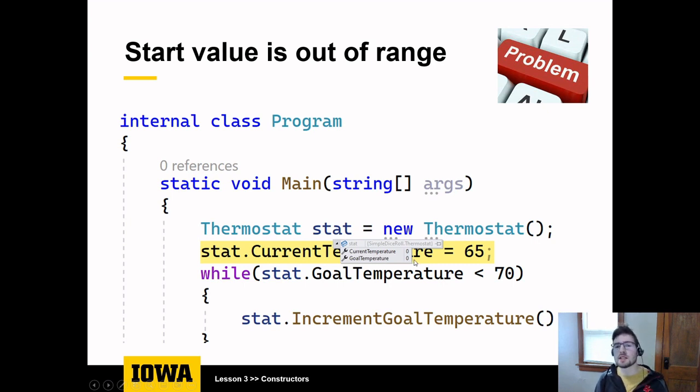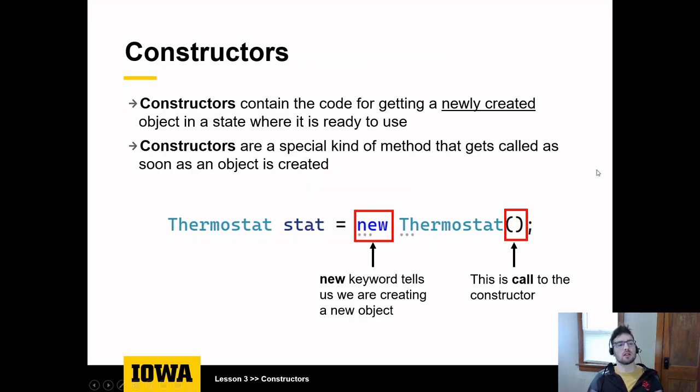And what we said earlier is we never want our thermostat to have a goal temperature that's out of the valid range. Never. That means including when we first create it, right? Because what if we don't touch the thermostat? Well, then it's going to be set to 0 degrees, and that's also an expensive electricity bill, right? So this is where constructors come into play.